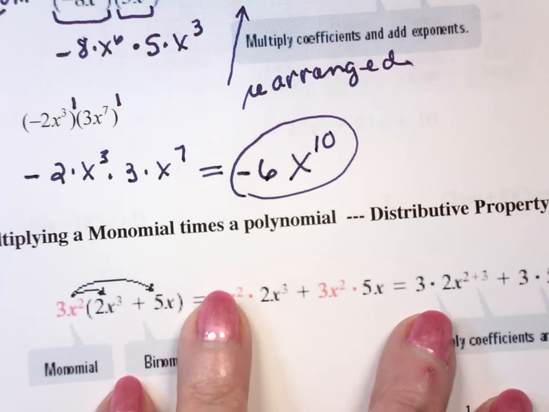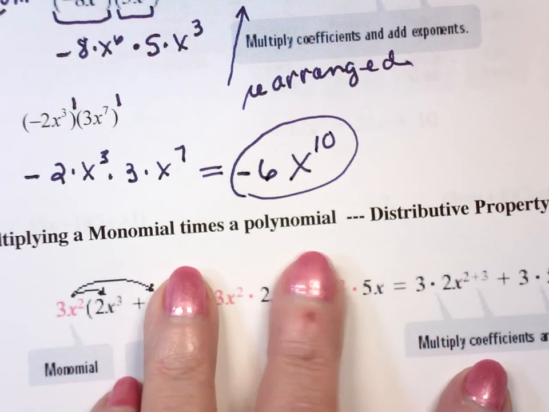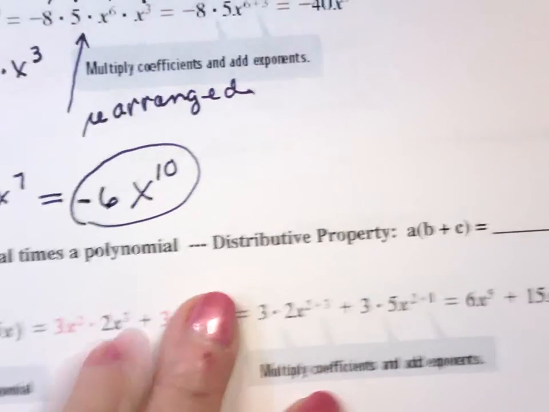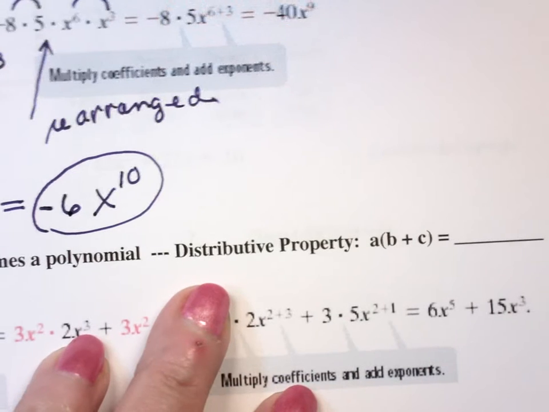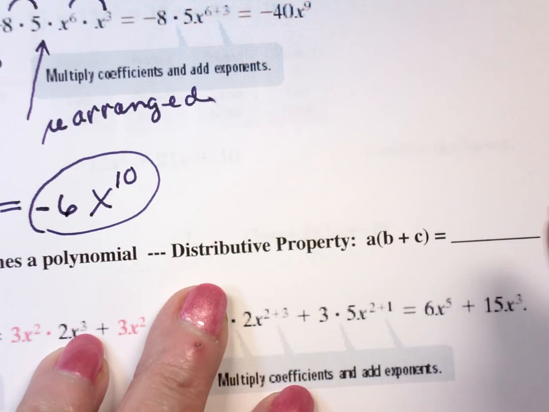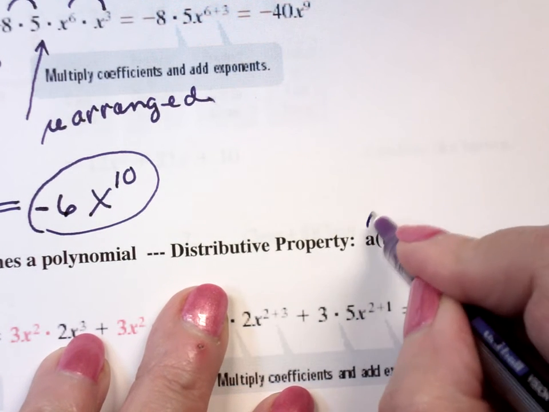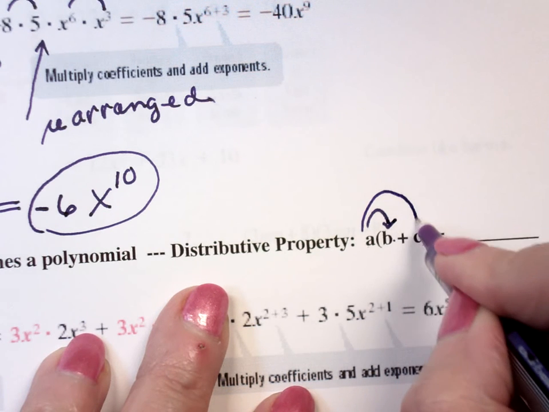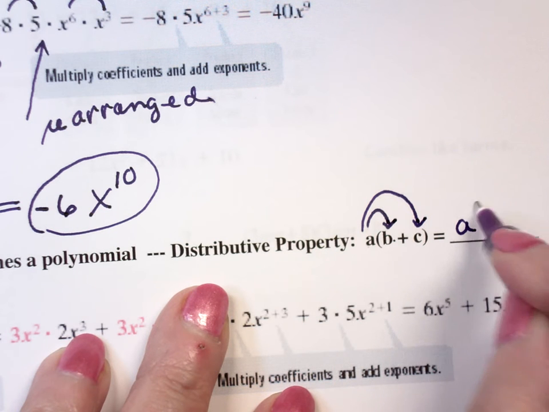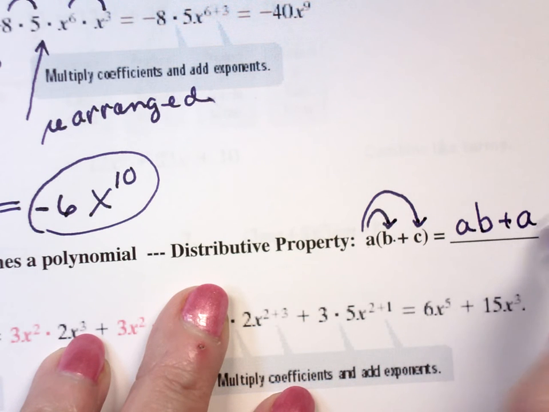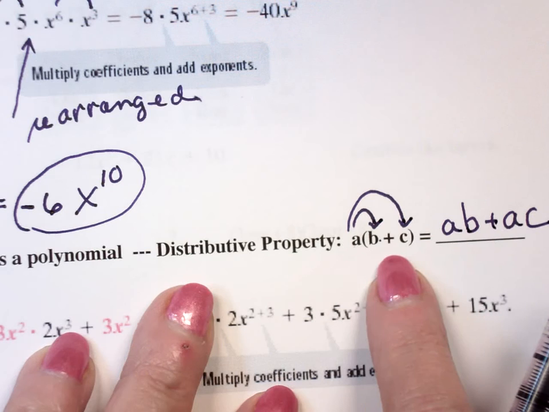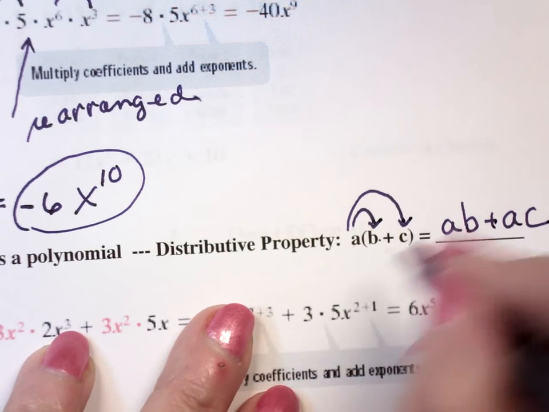This is a monomial times a polynomial. And anytime you're taking a monomial times a polynomial, you use this thing called the distributive property, how you remove parentheses. It's a times b plus a times c. It distributes across.